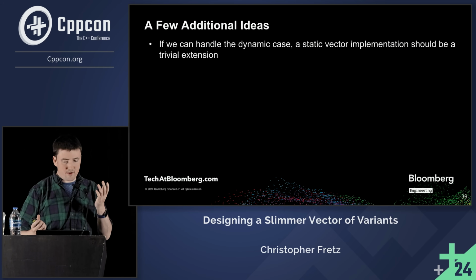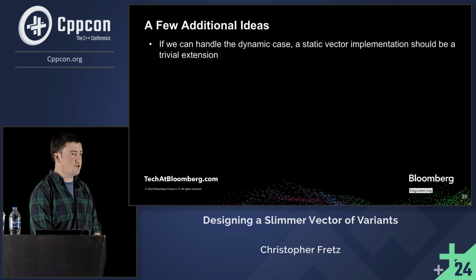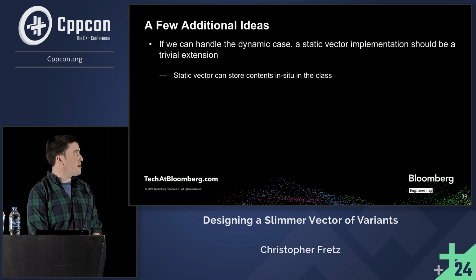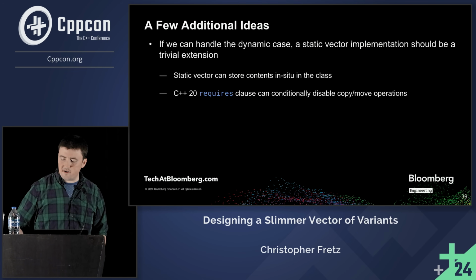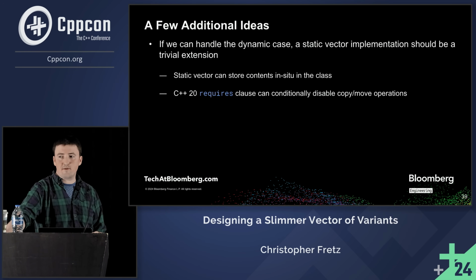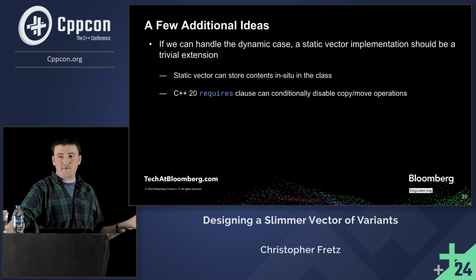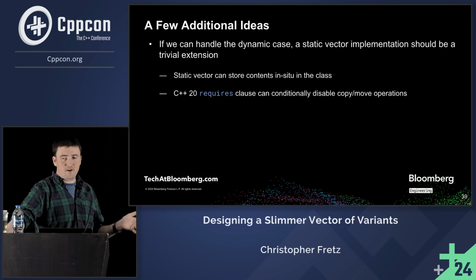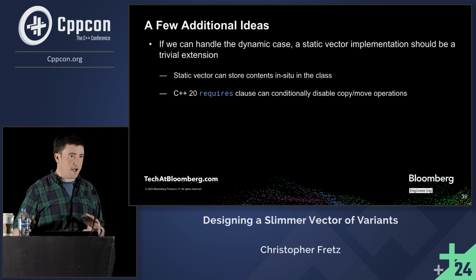I mentioned that if we can handle the dynamic case, a static vector implementation should be a trivial extension. It's literally just cutting things out and making it simpler. A static vector can also store the contents in situ inside of the class, which means it would work exactly like in-place vector is meant to. One other thing that's kind of interesting here, I don't know if anybody's ever had to write a type in C++ that is conditionally copyable or conditionally movable. Back before C++20, this used to be incredibly painful. You had to do conditional inheritance because you couldn't just SFINAE out a special member function, it was just not legal. But starting in C++20, you can get rid of that conditional inheritance.